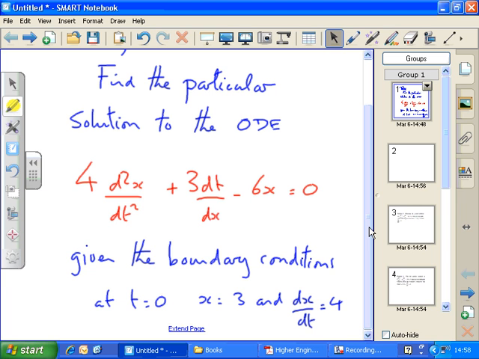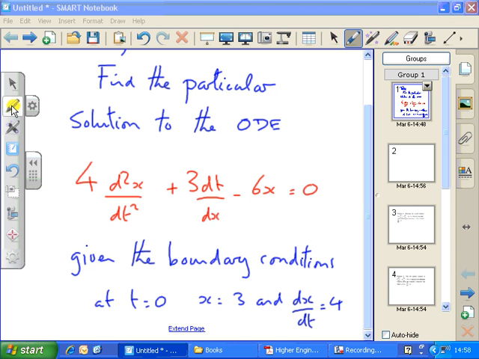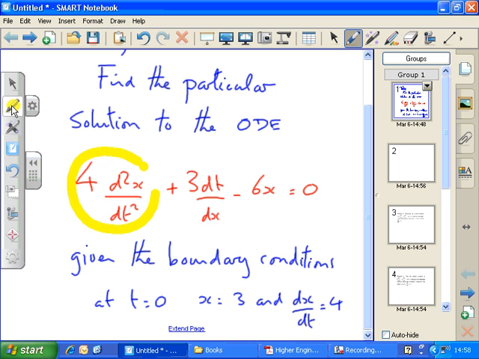To be able to find a particular solution, as was suggested last time, you need some boundary conditions. So here are some boundary conditions. So we have a differential equation, and if you think back to that previous video, it could relate to some oscillation where we've got a mass on a spring. So this first part might correspond to the force on the spring due to gravity, where there's an acceleration. d2x by dt squared talks about the acceleration of the body.